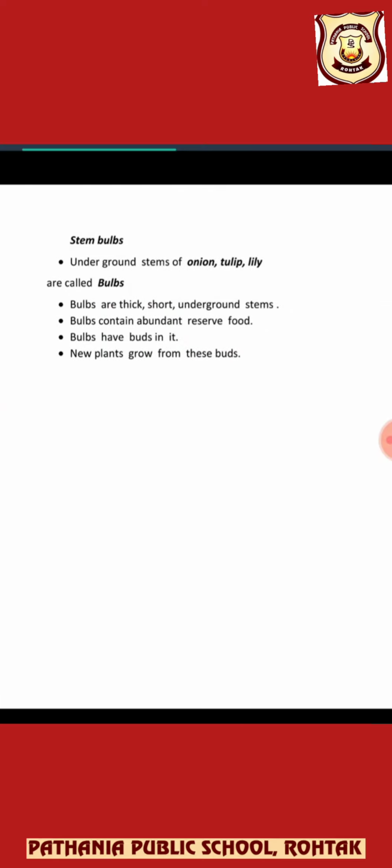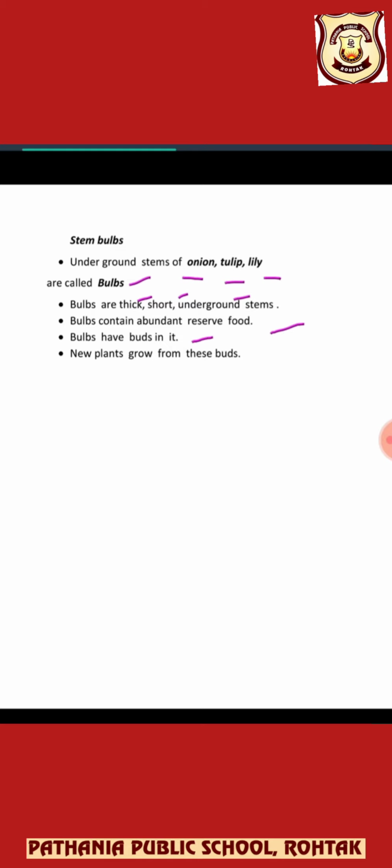So next we are doing stem bulbs. What are stem bulbs? You must know this first. The underground stems of onion, tulip and lily are called bulbs. Bulbs are thick, short and underground stems. Bulbs contain abundant reserve food. Means a lot of food is there, a lot of starch is stored in it, and we can say glucose in any sense. Okay. A bulb has a bud in it.